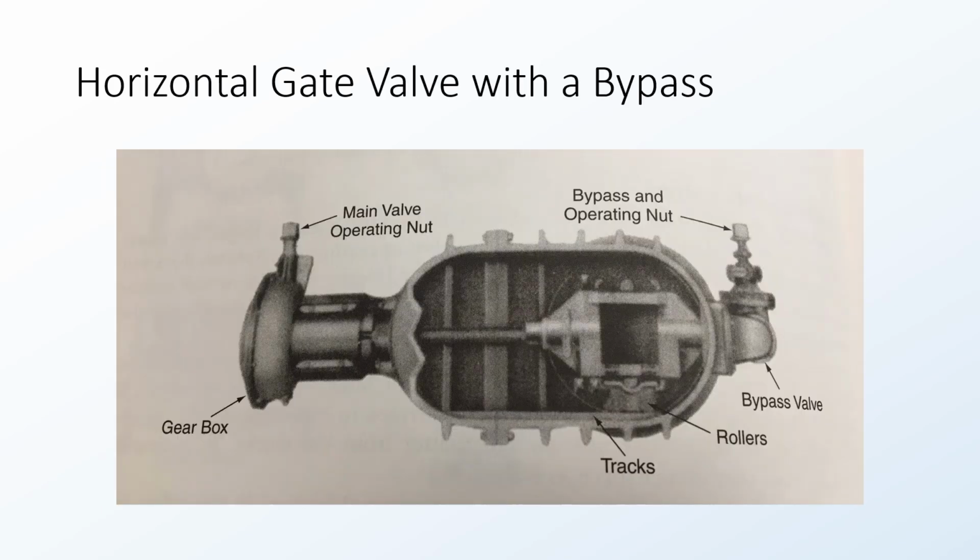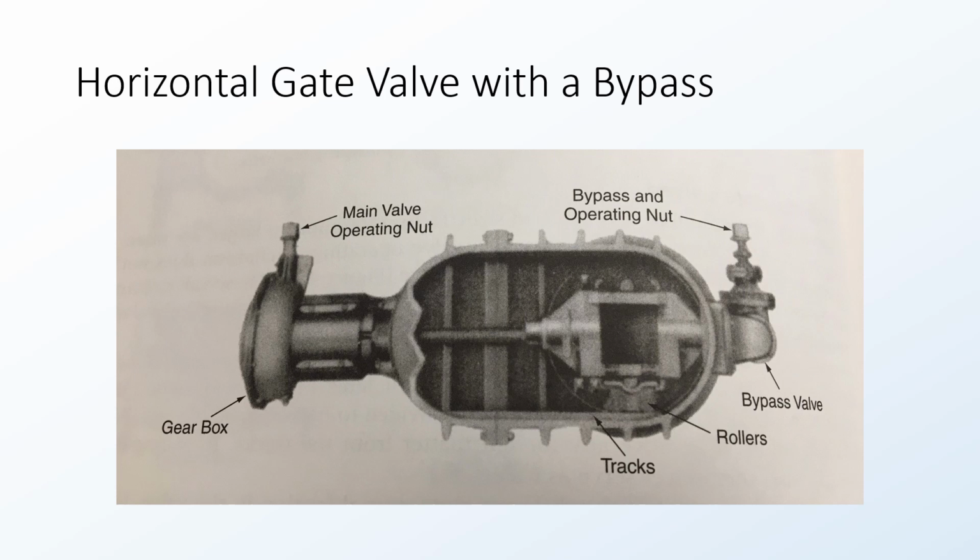So here's a nice little cutaway of a sidewinder or a horizontal gate valve. You can see here that this is the main valve or the main operating disc, and as you operate your main valve operating nut, this gearbox can be geared to allow this valve to open quicker. Down here you've got a track, like I said, a roller that will assist in operating this valve, and over here on the side you've got this bypass, which will allow you to equalize pressure on both sides.